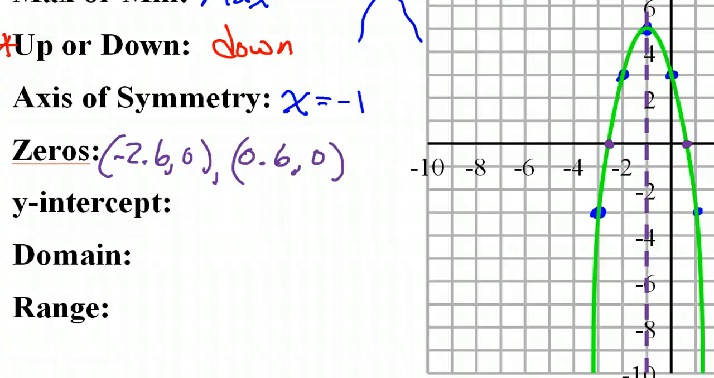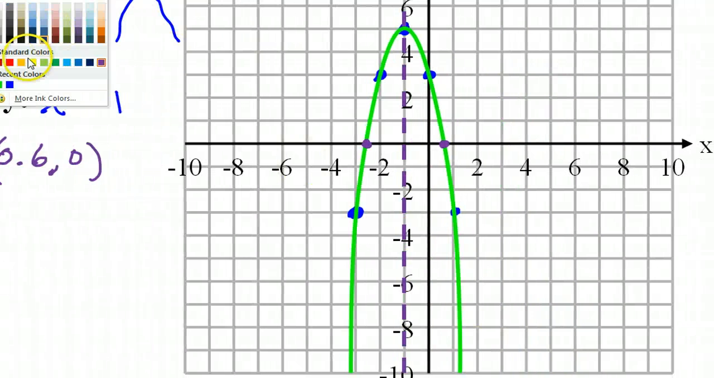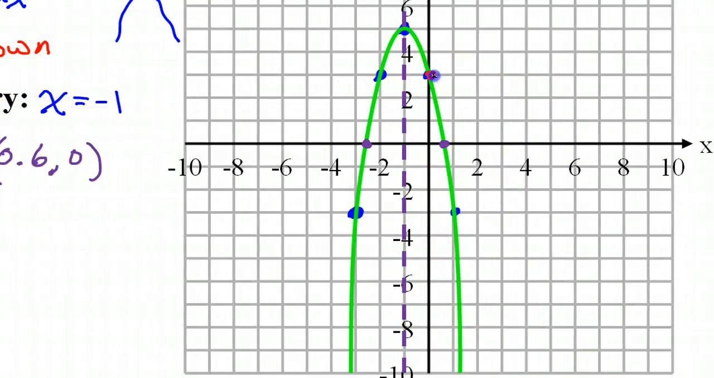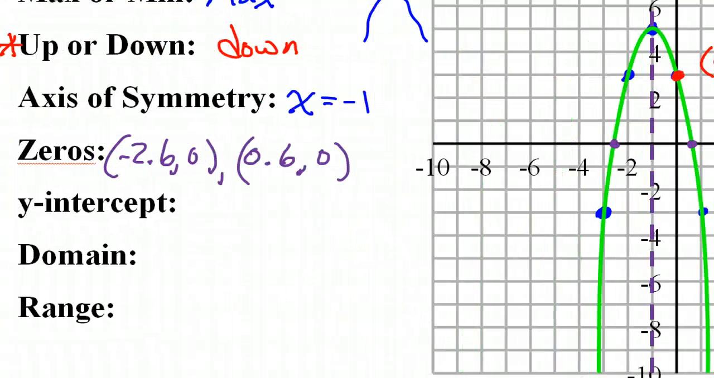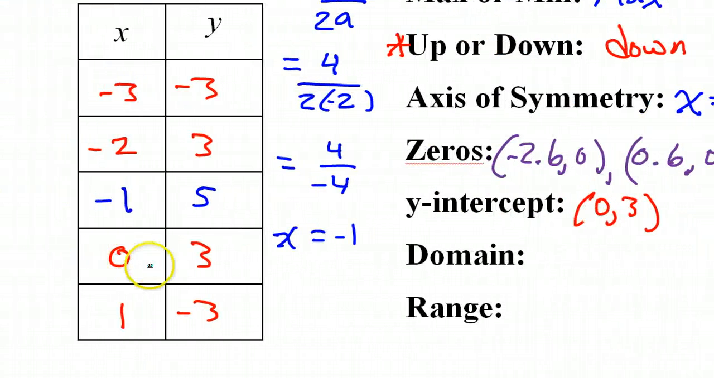Now the y-intercept. The y-intercept is the place where the curve touches the y-axis. I'm going to color that red right now, so watch it happen. Kabam! There's the y-intercept. Here's the y-axis, and here's where it touches the y-axis. This is the point 0, comma 3. So that is our y-intercept. The y-intercept is always 0, comma something. Please don't just put 3. Give me an ordered pair. Okay, give me 0, comma 3. And there it is on our graph.